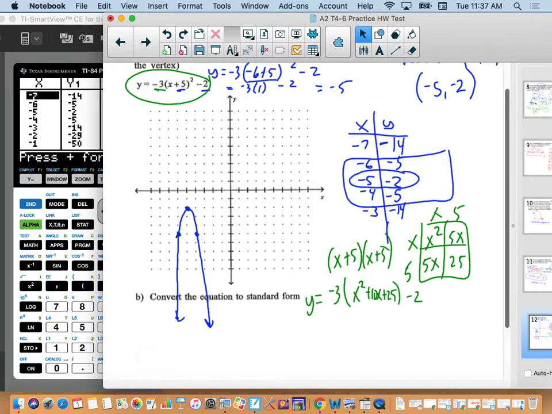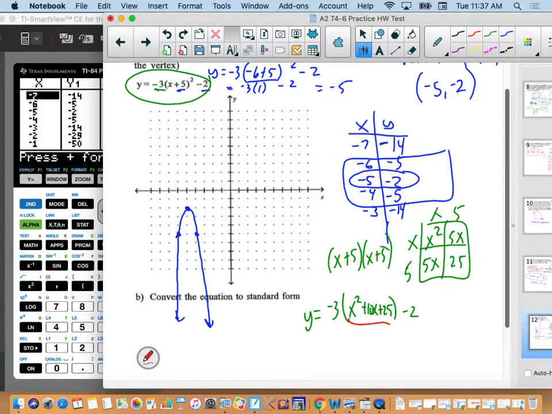So a little more space there. So this part right here is from this, which is just multiplying that out. Then I would distribute my 3 to everything in the parentheses only. And lastly, combine any like terms.